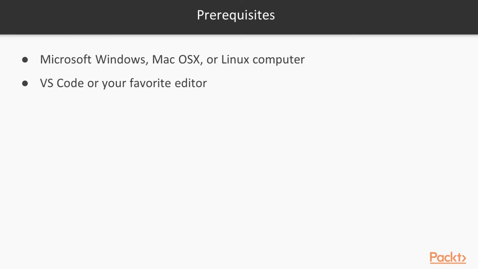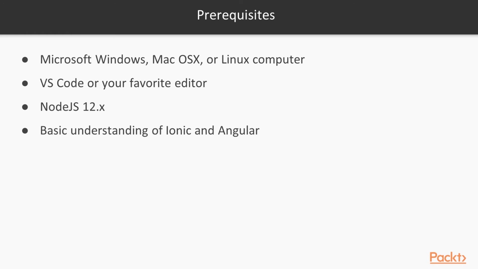Now, what are the prerequisites of this course? You must be running a Microsoft Windows, Mac OS X, or Linux computer. You can either use VS Code or whatever you like for code editing. You must have Node.js 12.x installed on your machine. You should have a basic understanding of Ionic and Angular because this course works with Ionic and Angular.